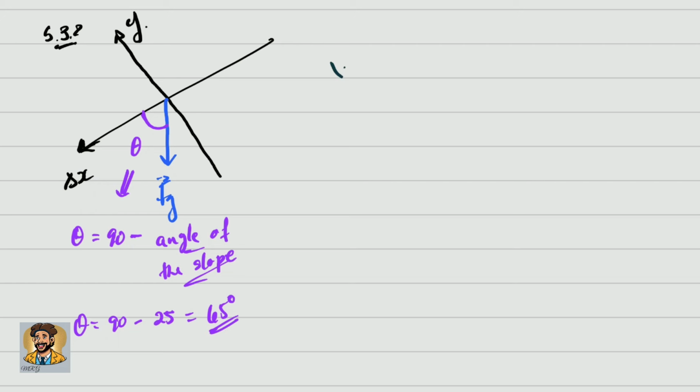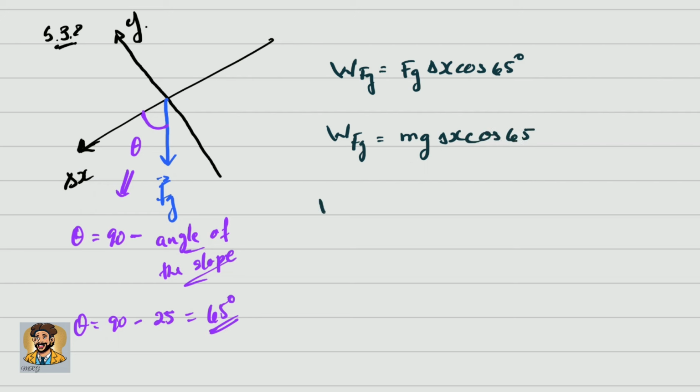So the work done by the gravitational force is equal to the product of gravitational force, displacement, and cosine of theta, which in this case is 65 degrees. Moving on, the work done by gravitational force is equal to mass times acceleration due to gravity times displacement times cosine of 65. Now we have all the numerical values, we can substitute here.